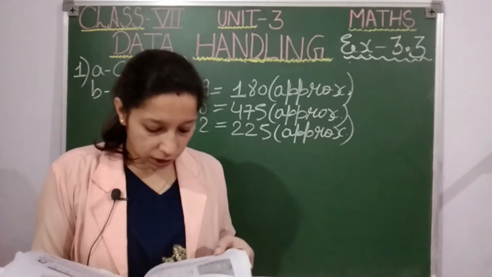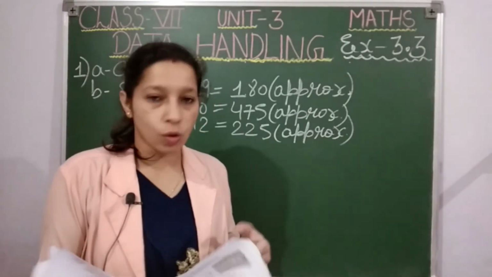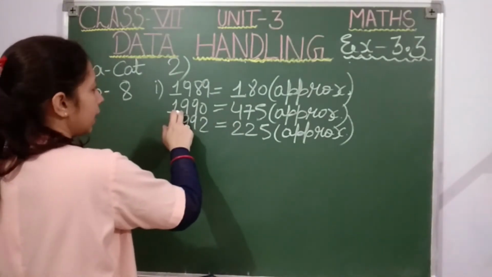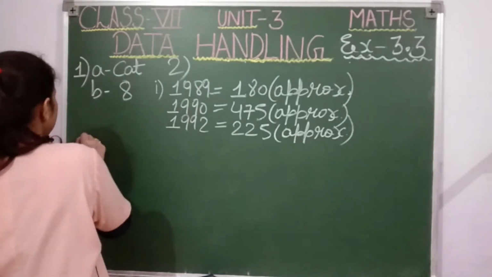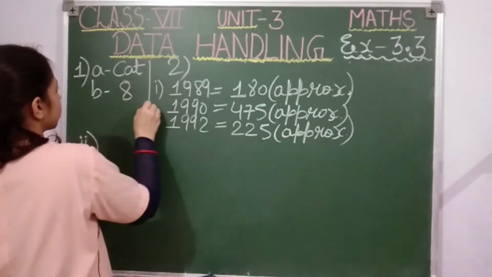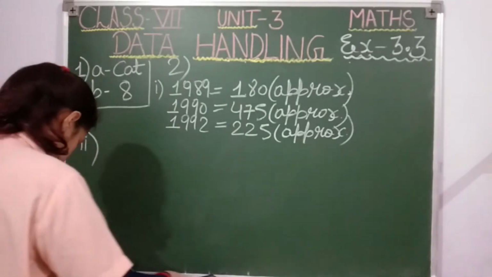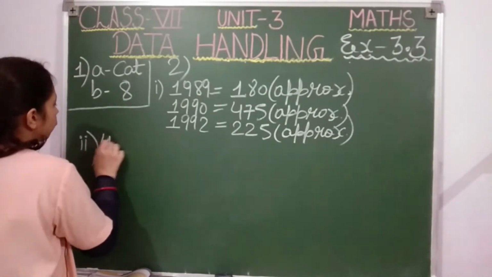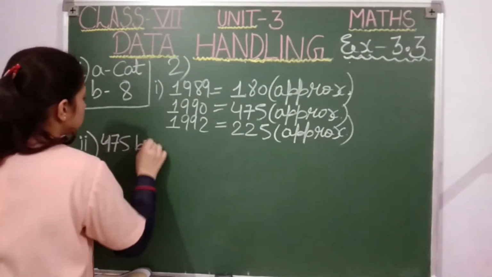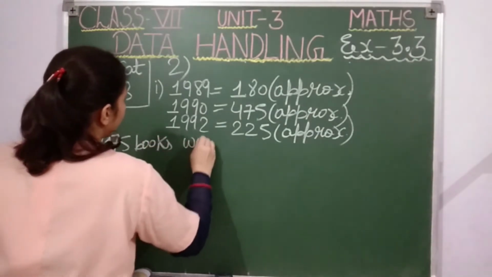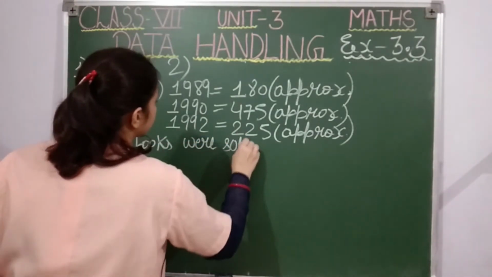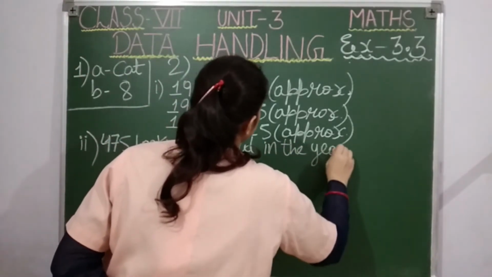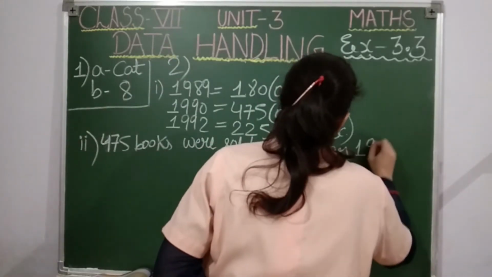Now let us see our second question. Second point: in which year were about 475 books sold? Just now we have written that 475 books were sold in the year 1990. So my second answer will be, students, 475 books were sold in the year 1990. Clear, students? In the year 1990.